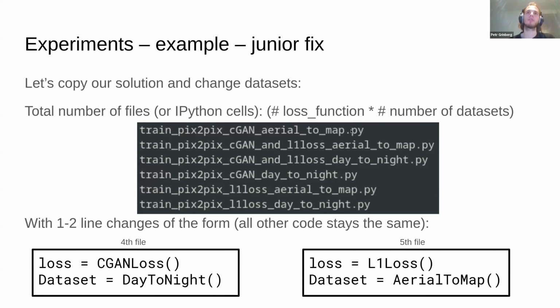Or even worse, 6 different cells in a Python notebook, as we discussed. The only difference is this sort of line, like loss cgan loss or loss L1 loss, or dataset day to night or dataset area to map. So there will be exactly the same file with 1 or 2 lines of difference and a lot of copy paste. So this makes your structure look like trash.